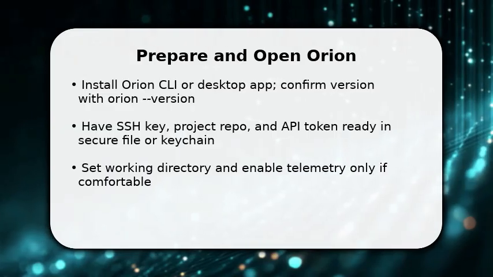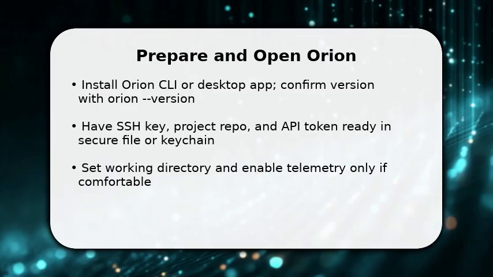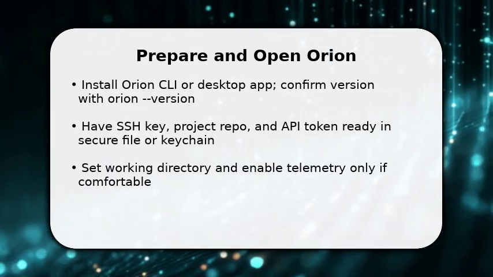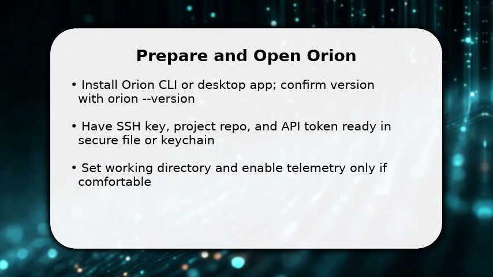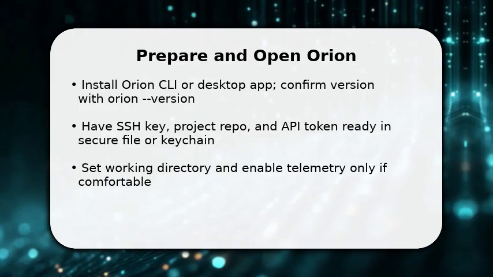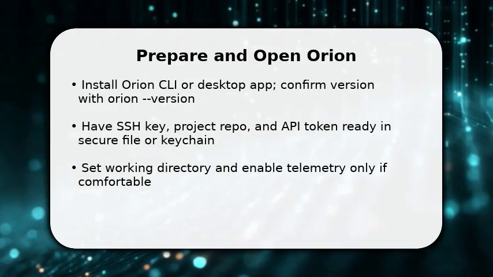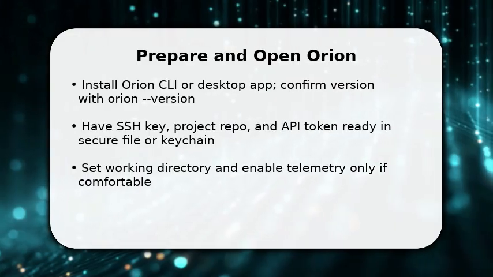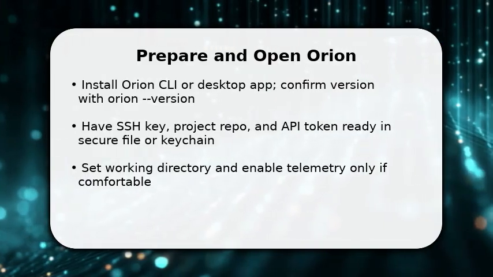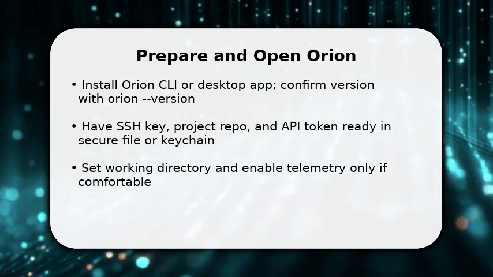You start by confirming prerequisites and then take the first steps. Make sure your SSH key is loaded into your agent and your API token is exported as an environment variable. Open the Orion Terminal app or run Orion in your shell. Once launched, authenticate with the token and choose the project.